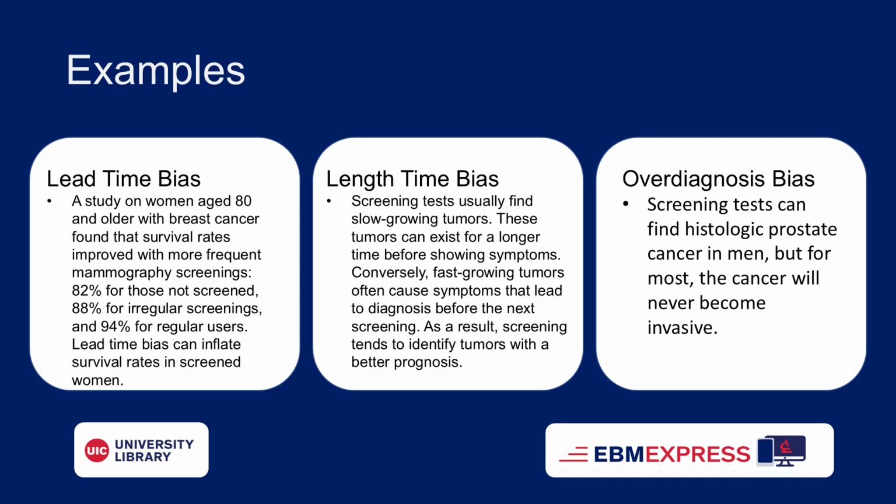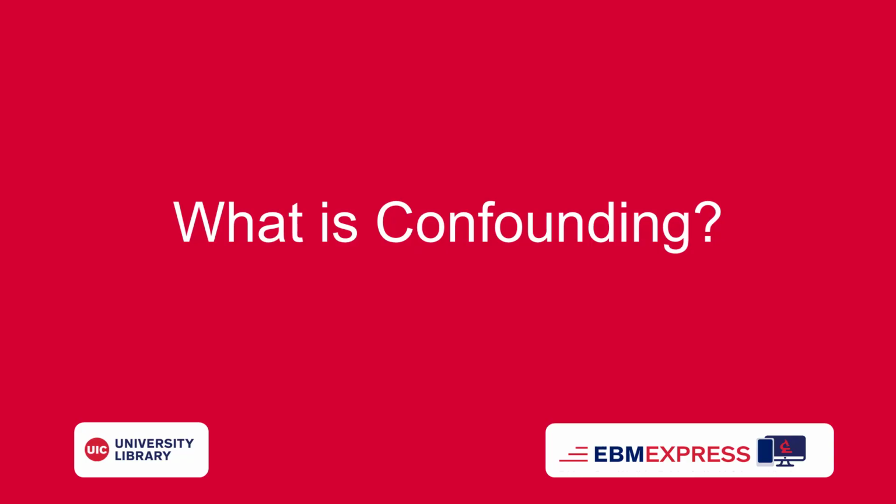Length time bias would occur with screening tests that detect slow-growing tumors, which may not cause symptoms for a long time. Fast-growing tumors, however, often show symptoms before the next screening. As a result, screening tends to identify tumors with a better chance of successful treatment. As for overdiagnosis, screening tests can detect histologic prostate cancer in men, but for most, the cancer will not become invasive. Now that we have covered bias in research, let's take a look at confounding.